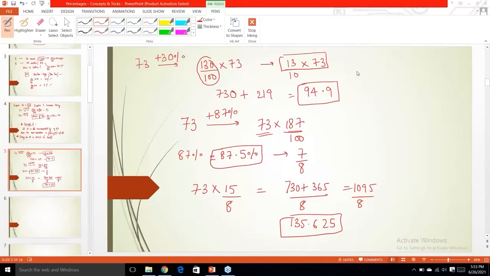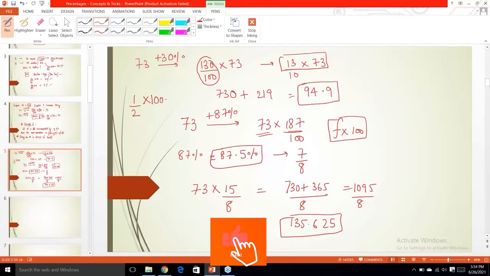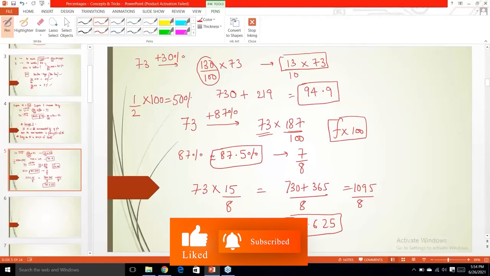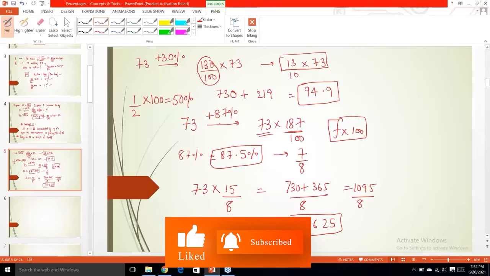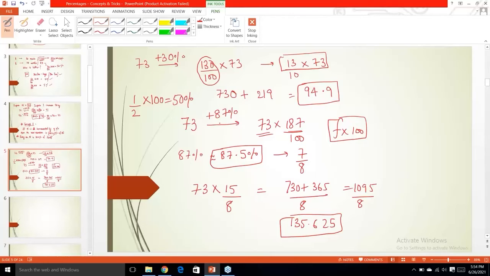Fraction to percentage conversion is nothing difficult or nothing different. If you know a fraction, you just multiply it by 100, you get the percentage. We did 1 by 2 multiplied by 100 gives you the percentage, 50%. So nothing different. The only thing is, sometimes when you find things like 73, 87, examples that you took, which could be quite cumbersome to solve, then it ultimately boils down to your calculation skills.